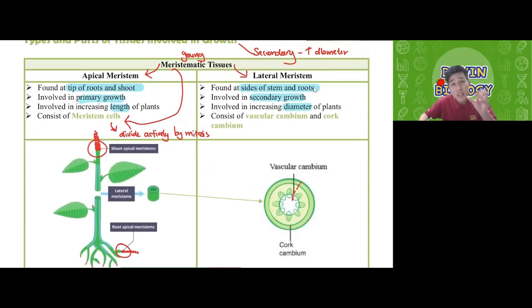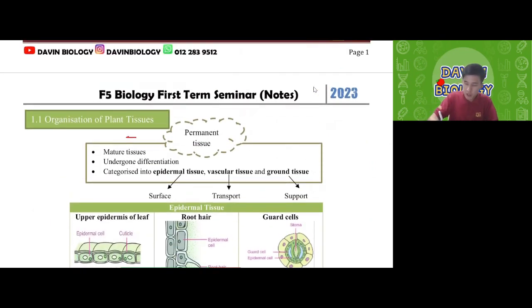Now, these meristematic cells and meristematic tissue, later on, will start to become mature. Just like when we are babies, after that we grow, we become older, we become more mature. As they become mature, they will form the permanent tissues on page two. After meristematic tissues grow already, they will become permanent. This process is called differentiation. So just remember, to become permanent, they need to become different. As they grow bigger, all the cells will become different.